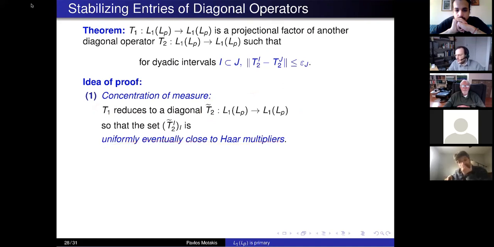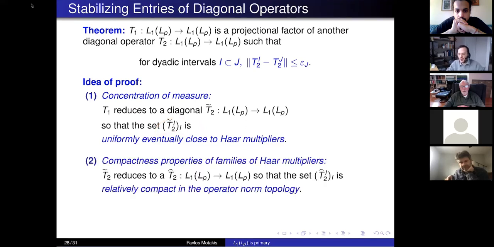And not to get too technical, what this actually means is that you have this set of operators, and each of them, its tails get closer. So the tails of the operator, so you forget about the initial part of the space, they look more and more like Haar multipliers, and this happens in a uniform manner for your whole family here. So this is one thing that you have to do.